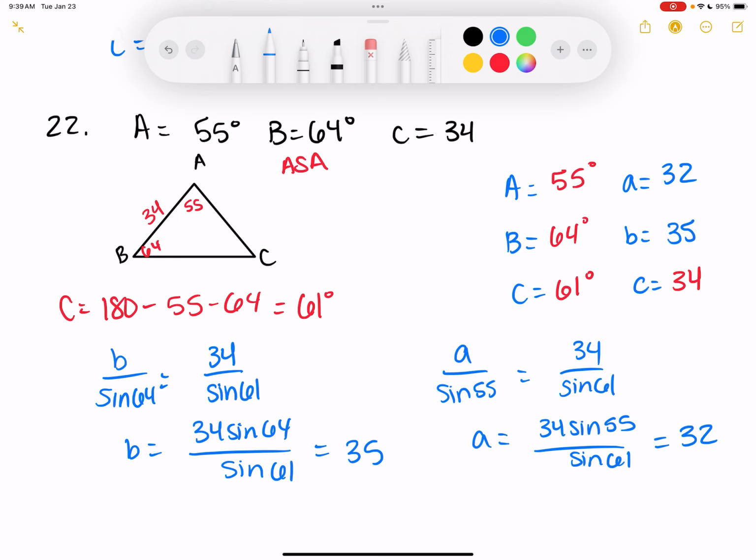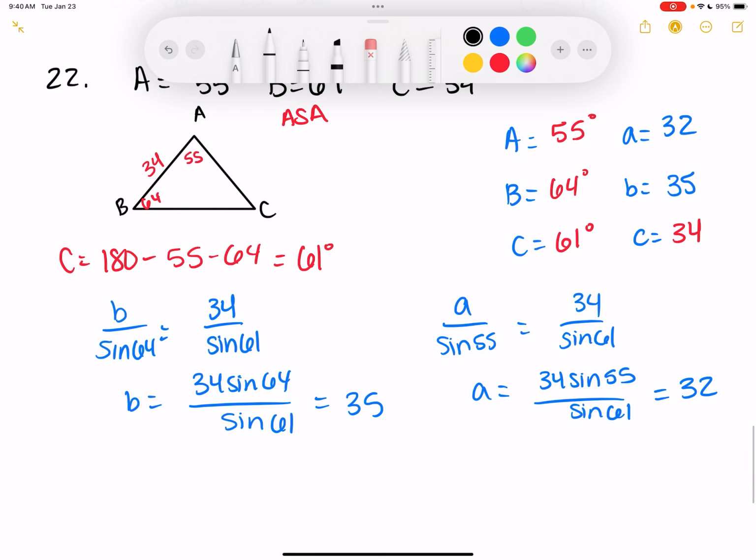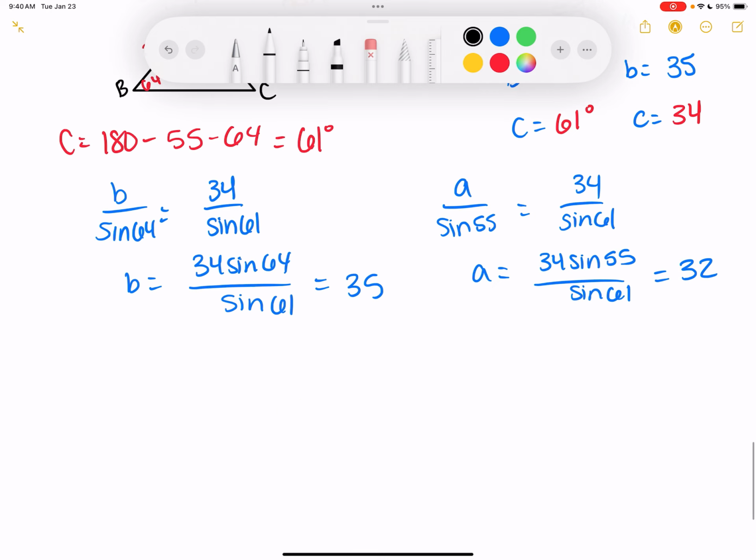So, could you ever say you finished, you solved A and B, and then instead of doing C, you just use the Pythagorean theorem? Is this a right triangle? Never. People often try to do that. That's why I say, is it a right triangle? Because you can only use Pythagorean if it's right. All right.